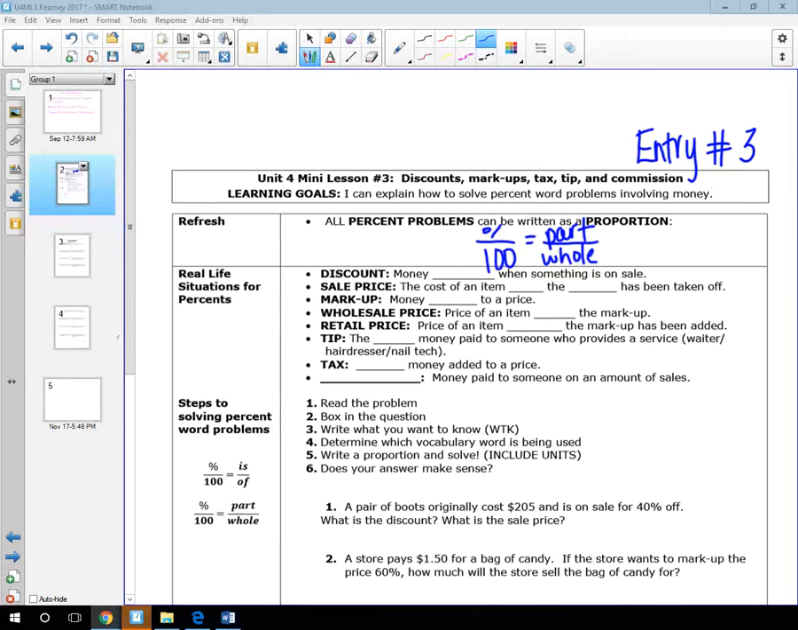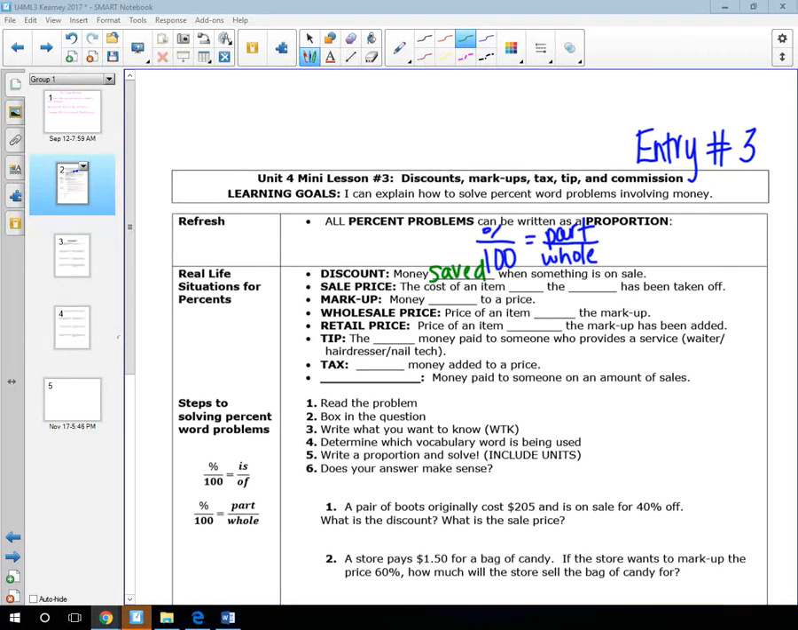Okay, so I'm going to run through these pretty quickly because I feel like probably most of these you guys have heard of and you already have some experience. The first one is a discount. If you're getting a discount on something, that means you're saving some money. So that is money saved when something is on sale. Like when you go to the store and you see 30% off, that means it's 30% off the original. You're saving that 30%.